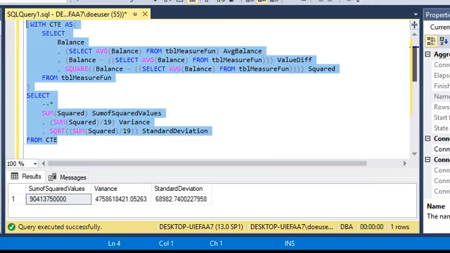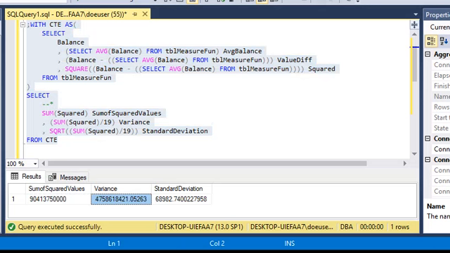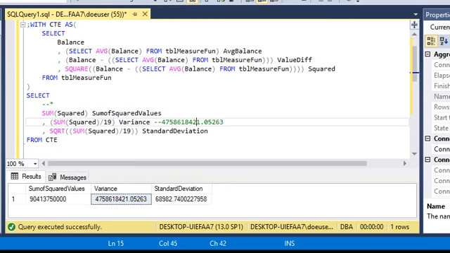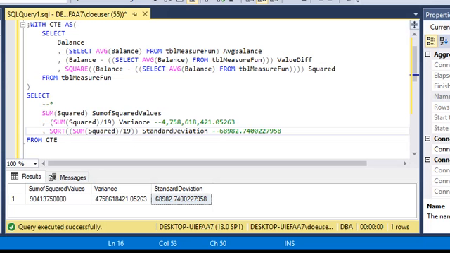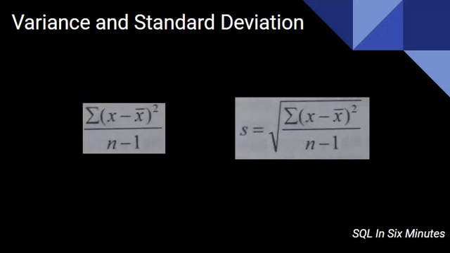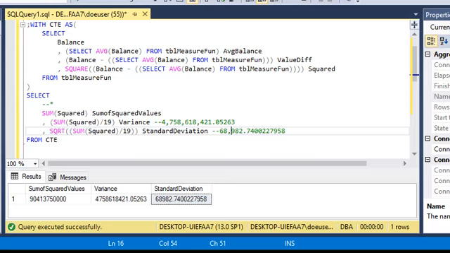That's n minus 1, where the number of observations is 20. We're going to divide by 19, and that is our variance, which is, I believe, 4 billion. If I put in some commas just to make it clear, it's 4.7 billion, and then our standard deviation appears to be 68,900. Again, we're taking just the square root of the variance for the standard deviation, so it's pretty straightforward.